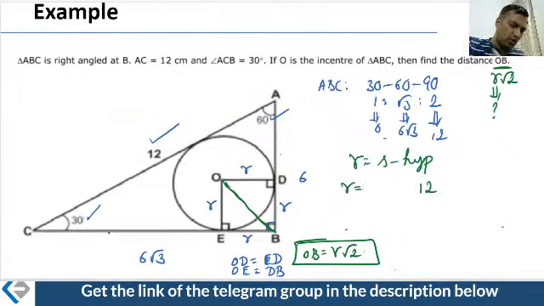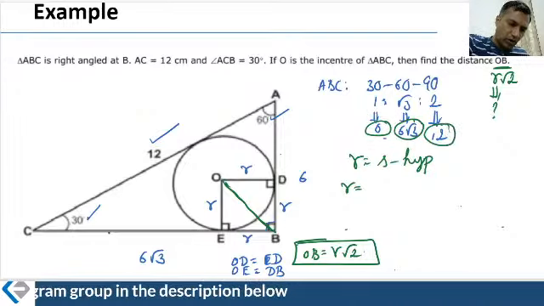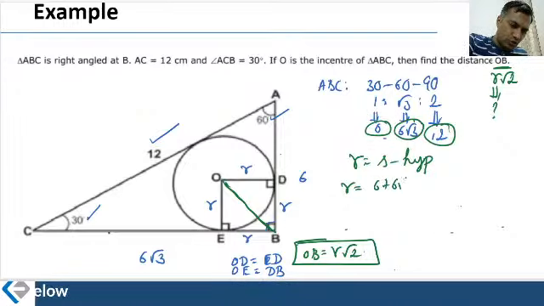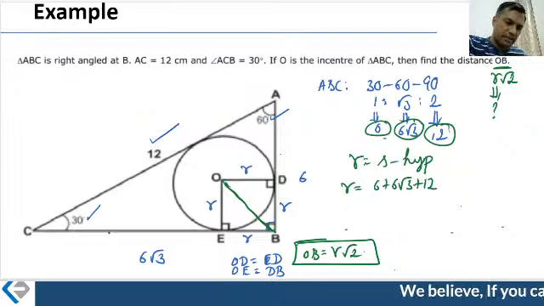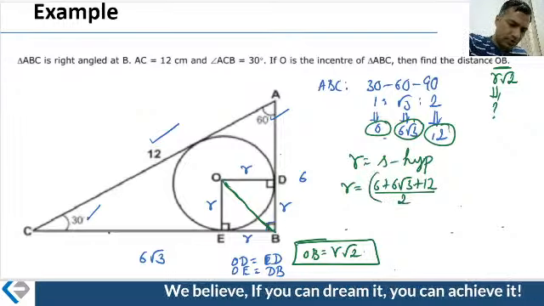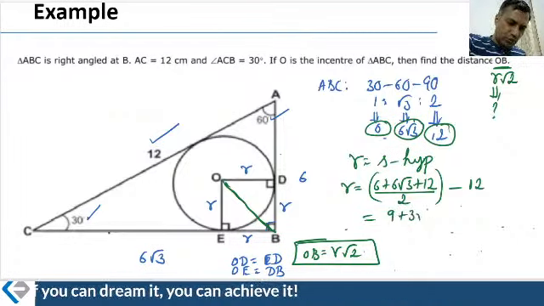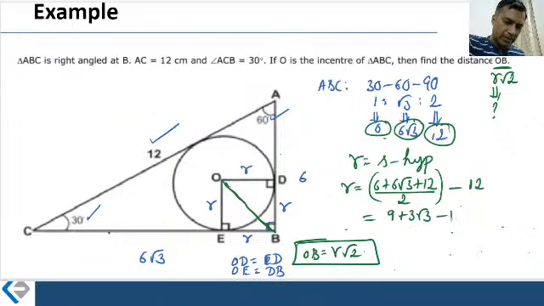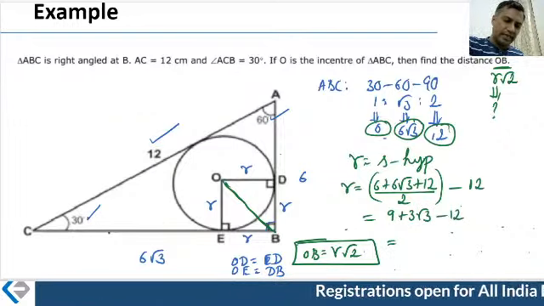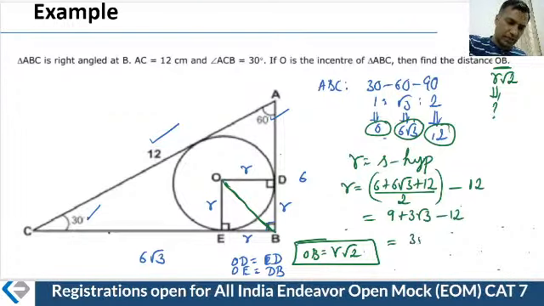Therefore, R is equal to semi perimeter minus hypotenuse. The semi perimeter is the sum of all these sides, that is 6 plus 6 root 3 plus 12, divided by 2, minus the hypotenuse, which is 12. Let's simplify this. That's 9 plus 3 root 3 minus 12. Therefore, the in radius is 3 root 3 minus 3.